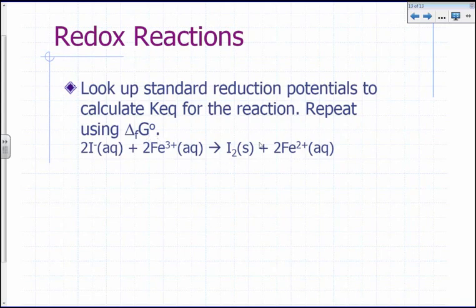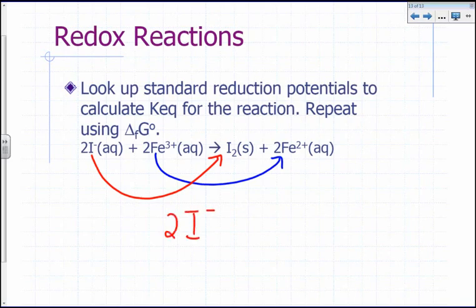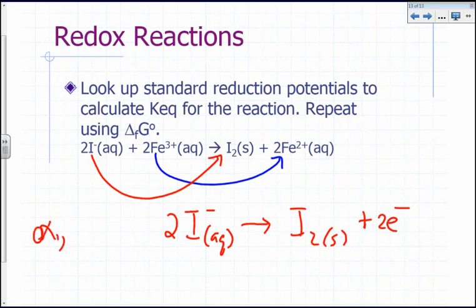All right, so let's break this up into two half reactions. You have iron +3 going to +2, that would be reduction, and iodide going to I2 would be your oxidation. So let's look at this half reaction right here. 2 iodide ions gives you I2 solid, so that means you need 2 electrons on the right hand side. This is your oxidation. This takes place at the anode of your galvanic cell.